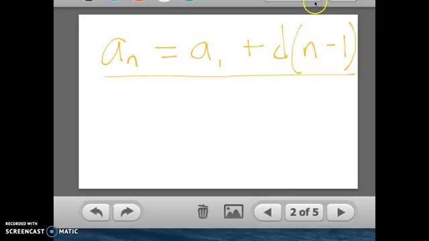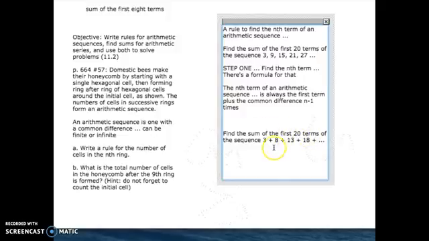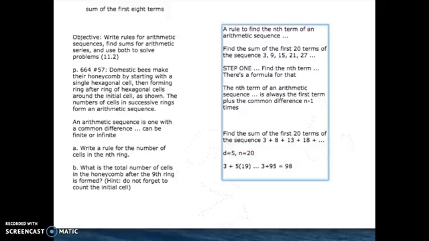Using that back on this problem, in this case d is 5, and n is 20. So to find the 20th term, I'm going to start with 3 and add 5 n minus 1 times. So 98 is my 20th term. And I need to know that to find the sum of the whole sequence. Let me show you why.